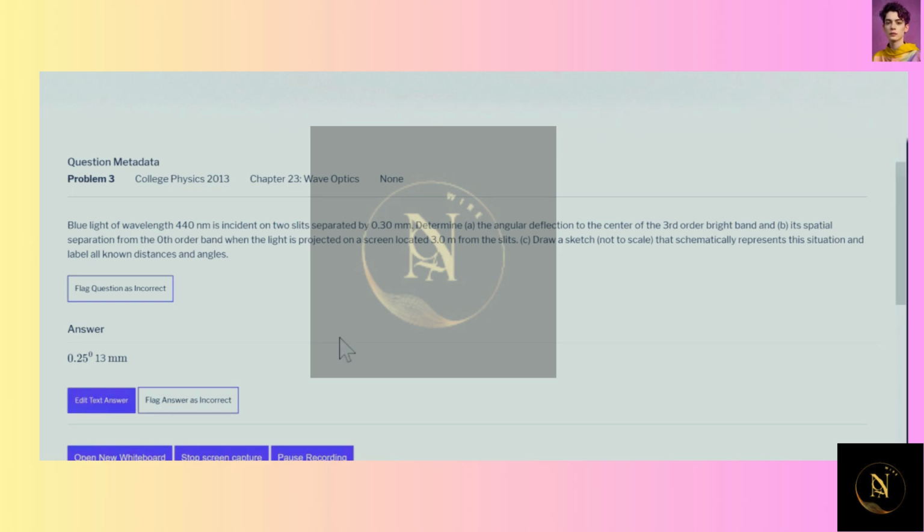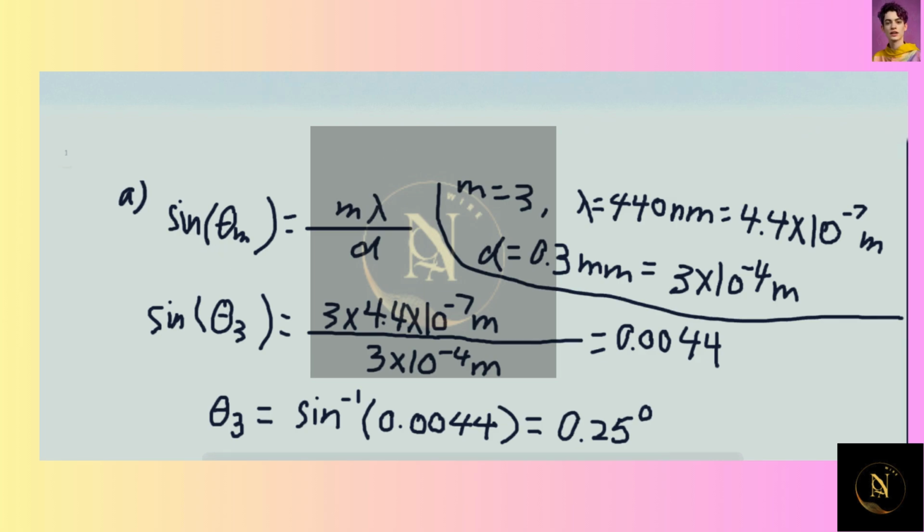There's actually a formula for the angular deflection, which is sine theta m equals m lambda over d. And m here means the order, and we are looking for the angular deflection to the center of a third order bright band, so m is equal to 3. Lambda is the wavelength, which we already know from the question is 440 nanometers. 1 nanometer is 10 to the negative 9 meter, so after conversion, 440 nanometers is equal to 4.4 times 10 to the negative 7 meter.